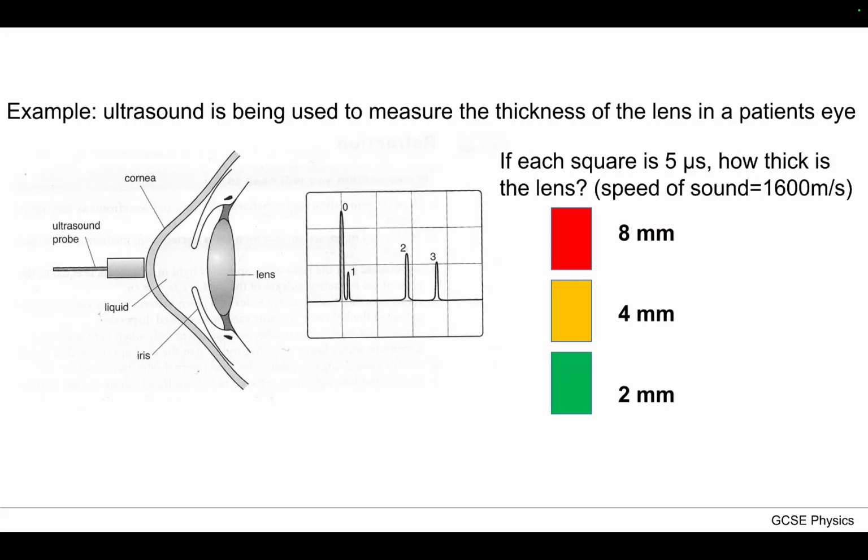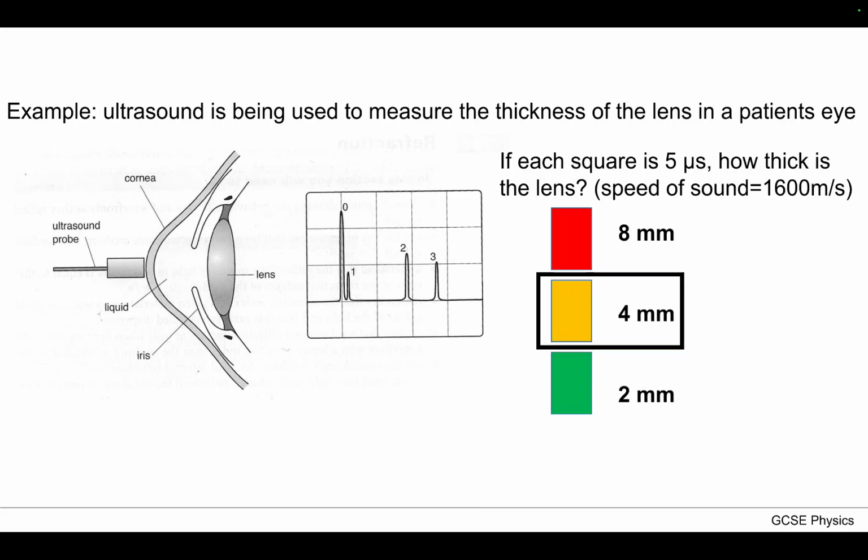Alright, I want you to have a go at this one. Try this calculation, so if you want to pause, and then I'll explain how to do it. Right, so example, ultrasound has been used to measure the thickness of the lens. If each square is 5 μs, so that means microseconds. If you weren't sure about that, now you know. 5 microseconds, which means you need to divide it by 1,000,000, or do 5 times 10 to the minus 6. How thick is the lens? Speed of sound, this ultrasound is 1600 meters per second. So the answer is 4 millimeters.